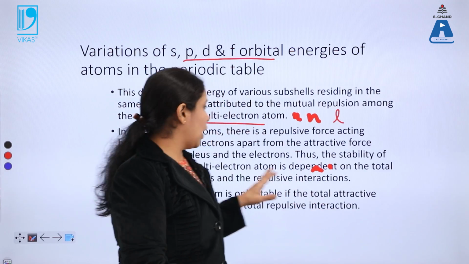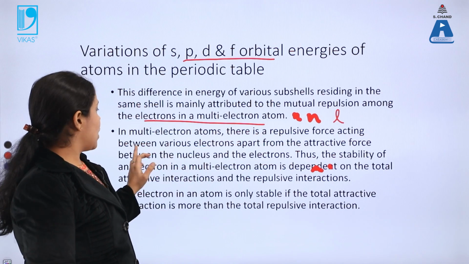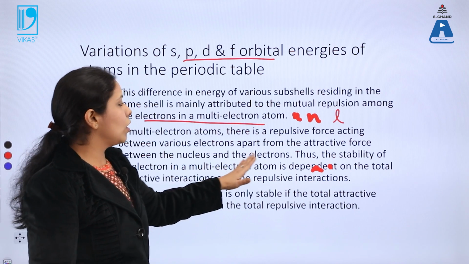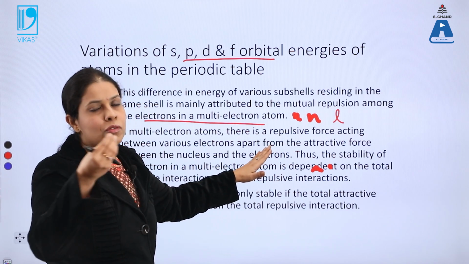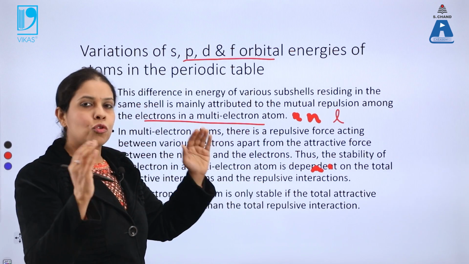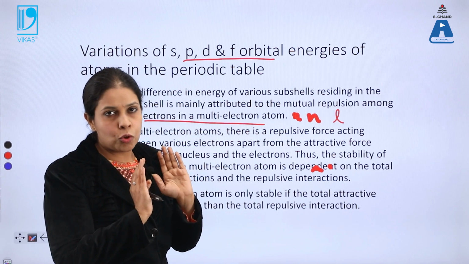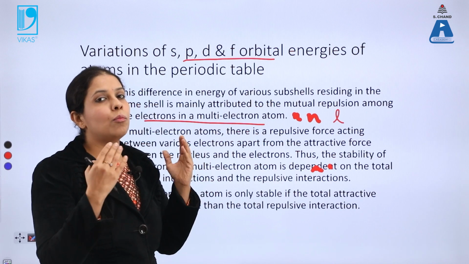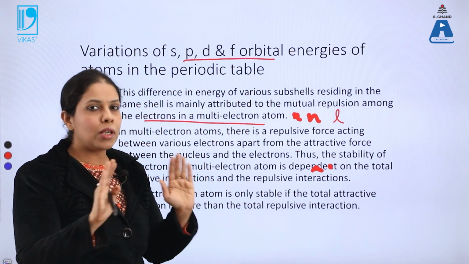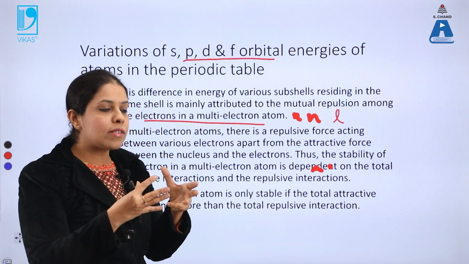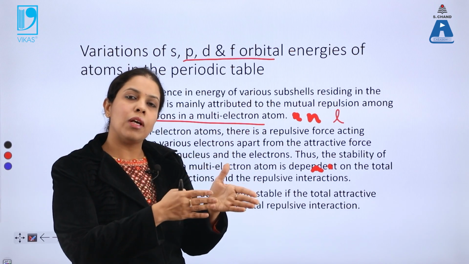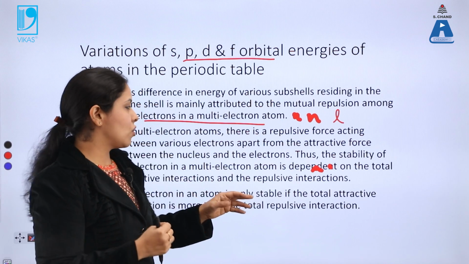So in a multi-electron atom, there is a repulsive force acting between various electrons apart from the attractive force between the nucleus and electron. The nucleus is positively charged, electrons are negatively charged. So all the electrons are getting attracted towards the nucleus. But since electrons are near to each other and all are negatively charged, they will also repel each other. So the system is stabilized by the interaction between these positive species and the negative charged species.